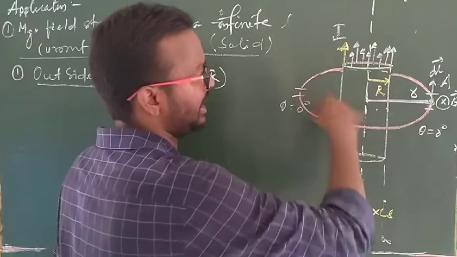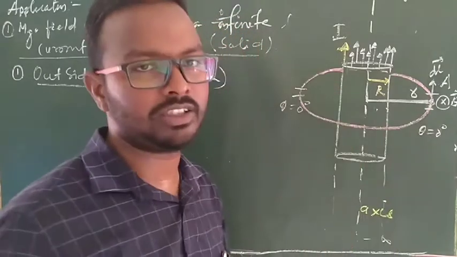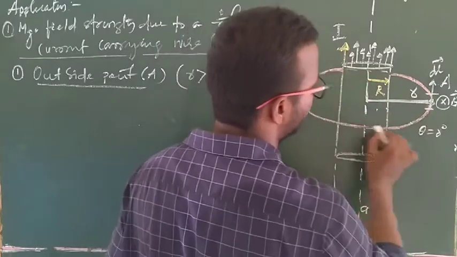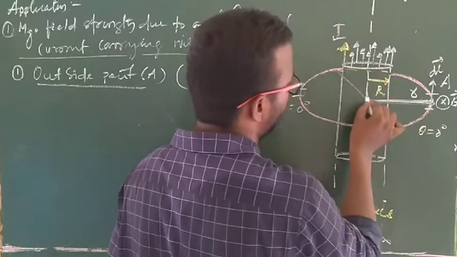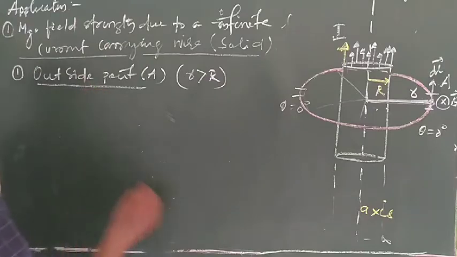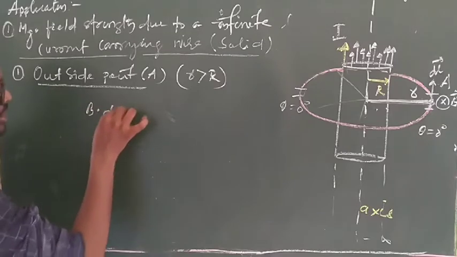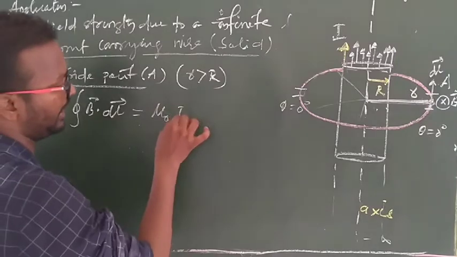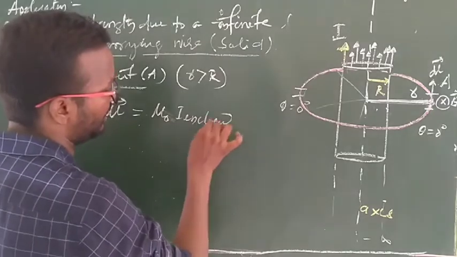That means theta at each and every point on the Amperian loop is constant, and the magnetic field at each and every point on the Amperian loop is also constant, because this length is r, and this length is r, and every length is r. Clear? So according to Ampere's circuital law, we can write that the closed integral of B dot dl equals mu naught times the total current enclosed by the Amperian loop.